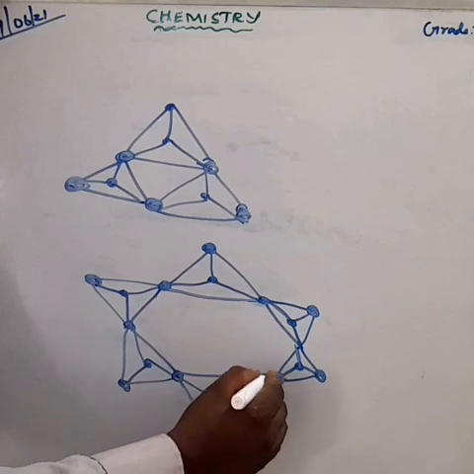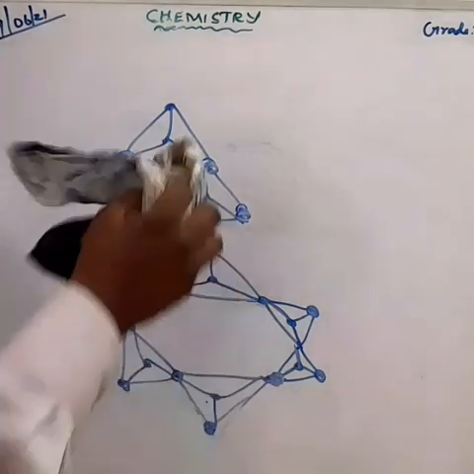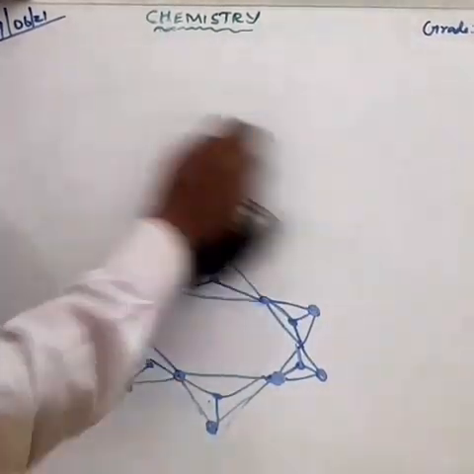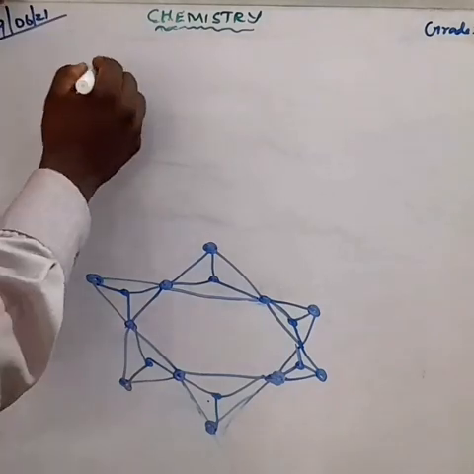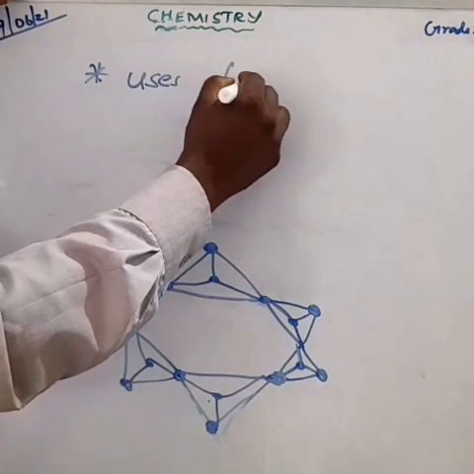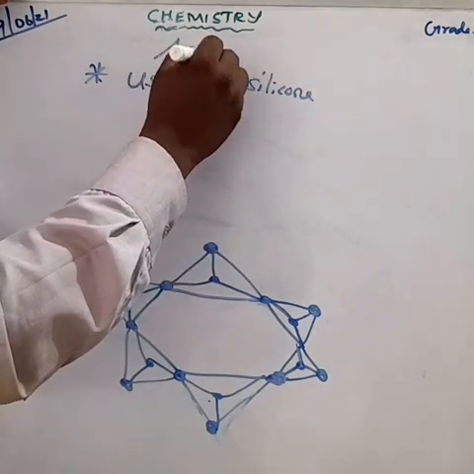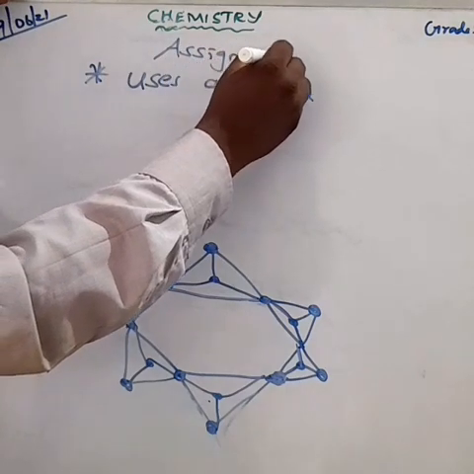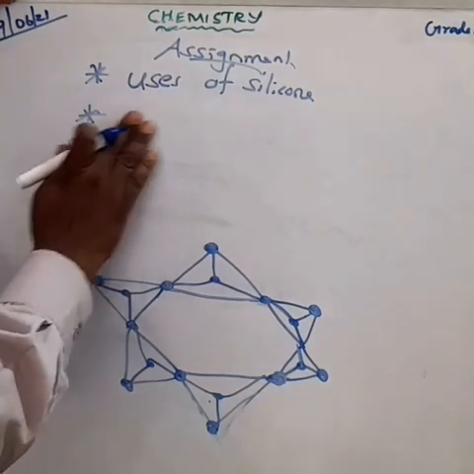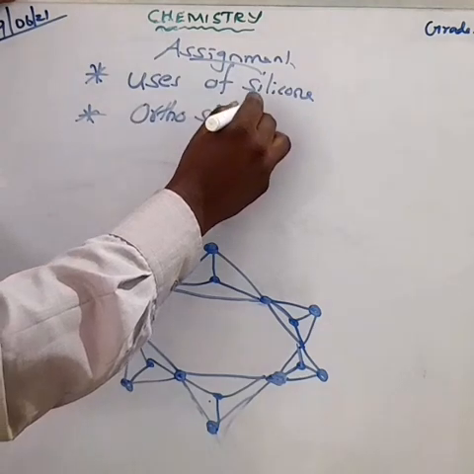So my dear children, try to understand the concept and learn this question. Okay, today I am giving the assignment portion. The first question: uses of silicones. Second one, orthosilicate: 3 lines are enough, and the structure, and the example. Any one example is enough.